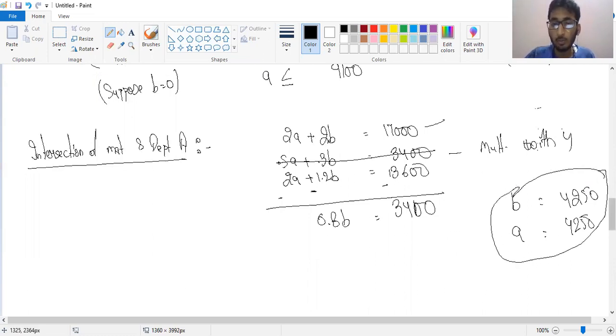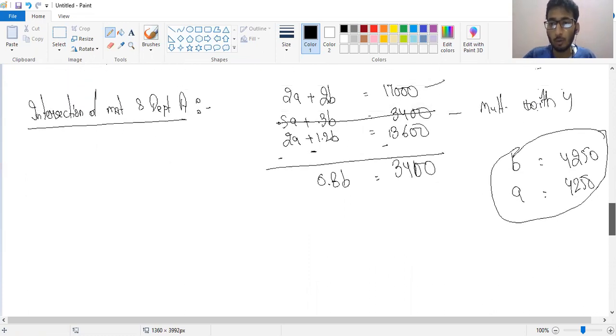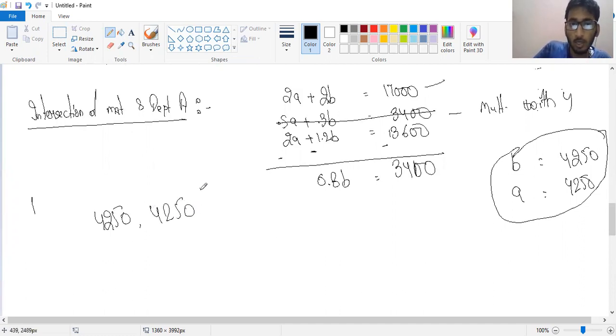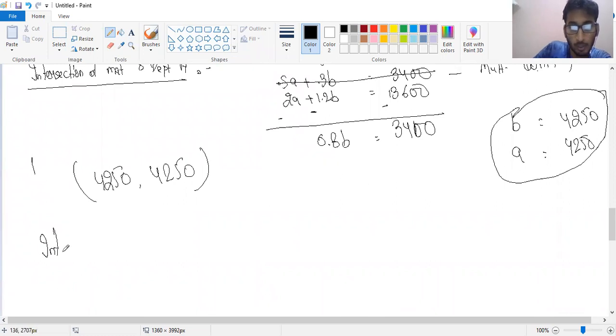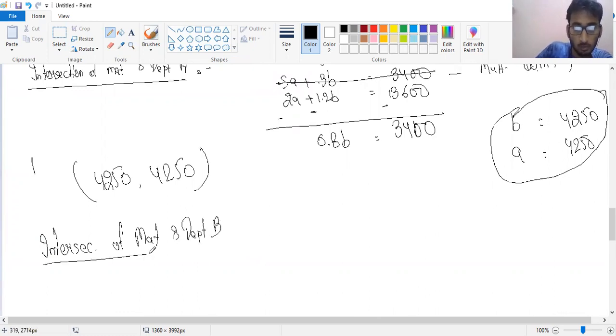So the intersection point of a and b, we have calculated two intersection points. It would be 4250 and 4250. So the first scenario is either you can make 4250 of a and 4250 of b by using the material and department A line. Okay. Now the second can be the intersection point of the material and department B line.